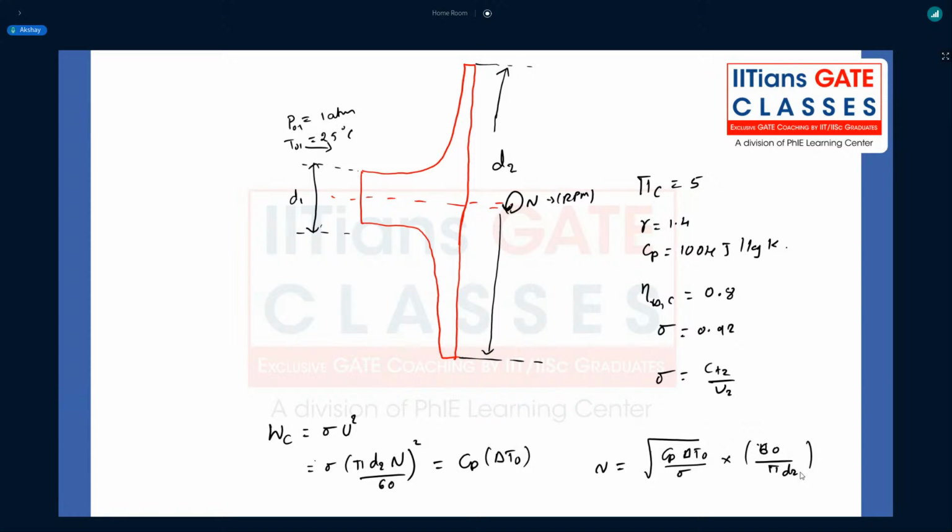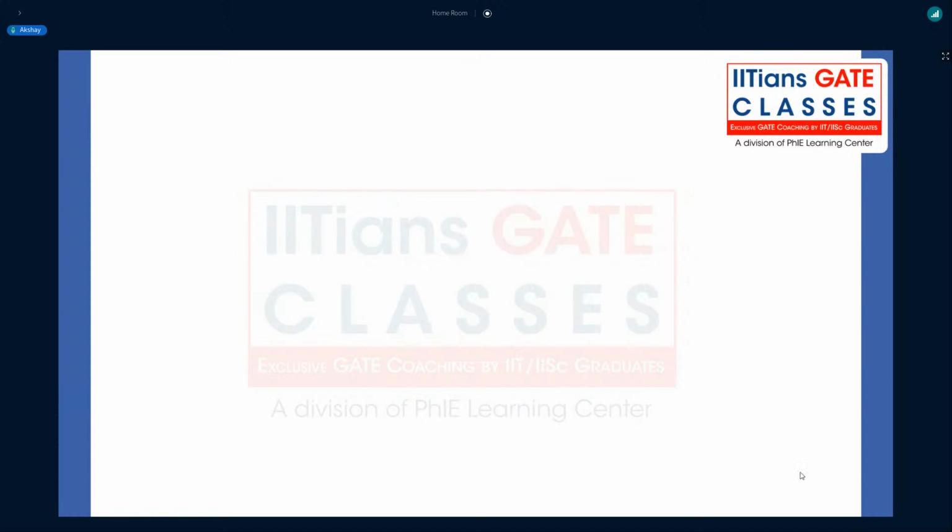So now we will try to find out how to calculate delta T naught. We know the efficiency of the compressor is nothing but (T naught 2 dash minus T naught 1) divided by delta T naught, right? So this can also be written in terms of T naught 1 times (pi c to the power of (gamma minus 1) by gamma, minus 1) divided by delta T naught.